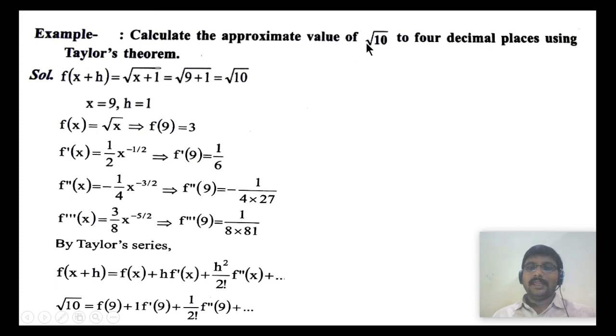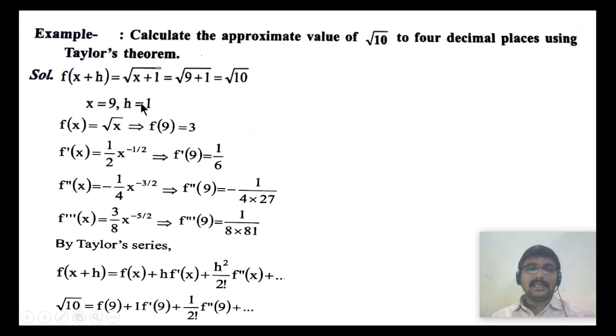Now we have to calculate root 10 here. For this we have to define f of x plus h as root 10. Now x can be taken as the nearest root. What is the nearest root? The well known root is root 9. What is the value of root 9? 3. So we have to take x as 9 here, and h is the small increment in x, that is, h value is 1 here.